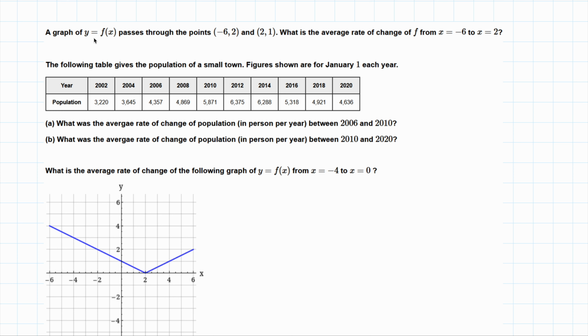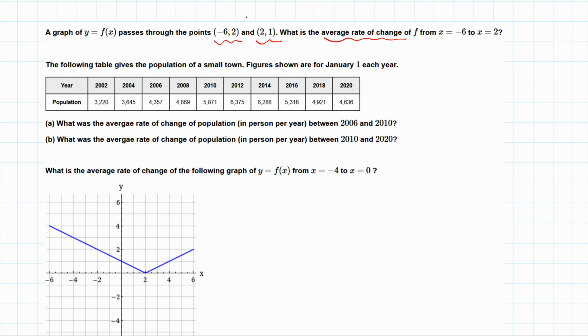A graph of y equals f(x) passes through the points (-6, 2) and (2, 1). So we are given 2 points here. What is the average rate of change of f from x equals -6 to 2? This average rate of change means simply the slope. So that will be just the rise over run.